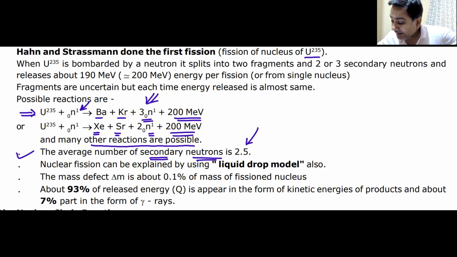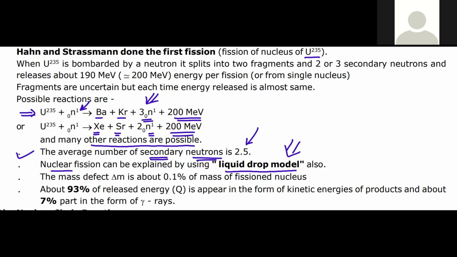Now remember this word, liquid drop model. This nuclear fission can also be explained by something known as a liquid drop model. You may not have to understand what a liquid drop model is. You just have to remember the name, liquid drop model. Do we understand this? I'll give you a minute to note it down. Liquid drop model. The mass defect is about 0.1%.